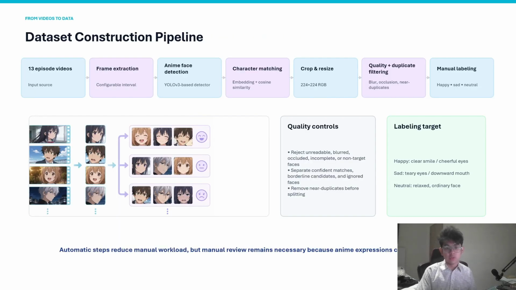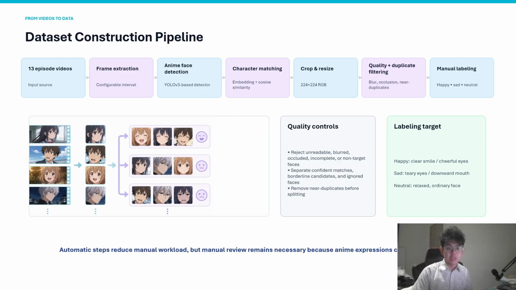And then we move on to the dataset construction pipeline. The input data are 30 episode videos from the anime Fragrant Flower Blooms with Dignity. From these videos, the frames will be extracted using a configurable interval. After that, anime face detection is performed using a YOLOv3-based anime face detector. This is used because anime faces have a different visual structure from real humans, right? So a detector designed for anime-style faces is more suitable.